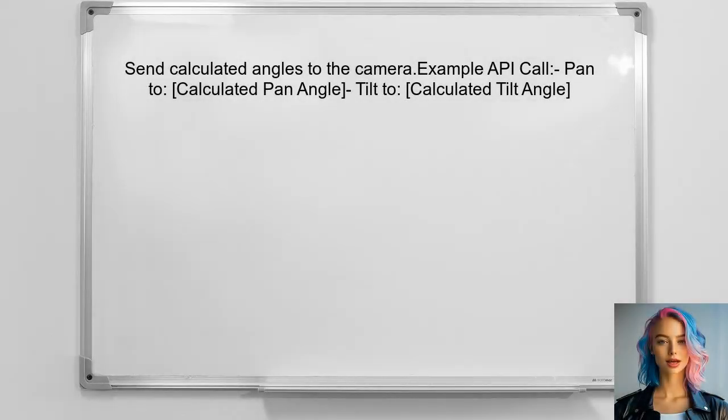Finally, the user should send these calculated angles to the camera's control system. This can typically be done through an API call or a command that the camera accepts for adjusting its position.